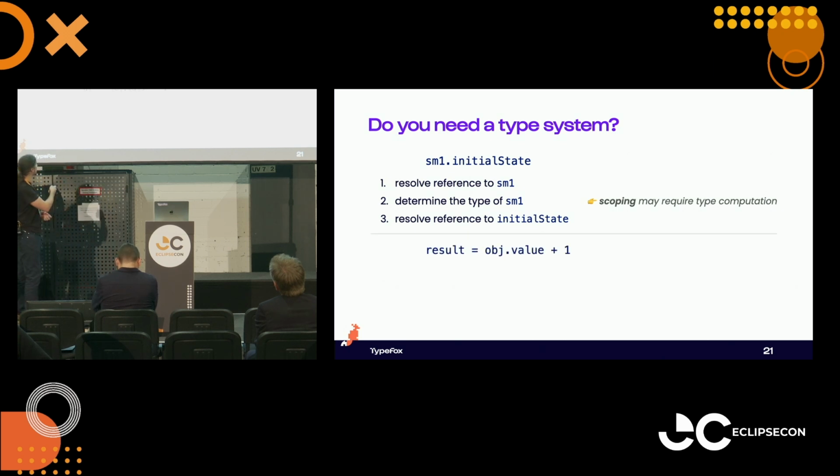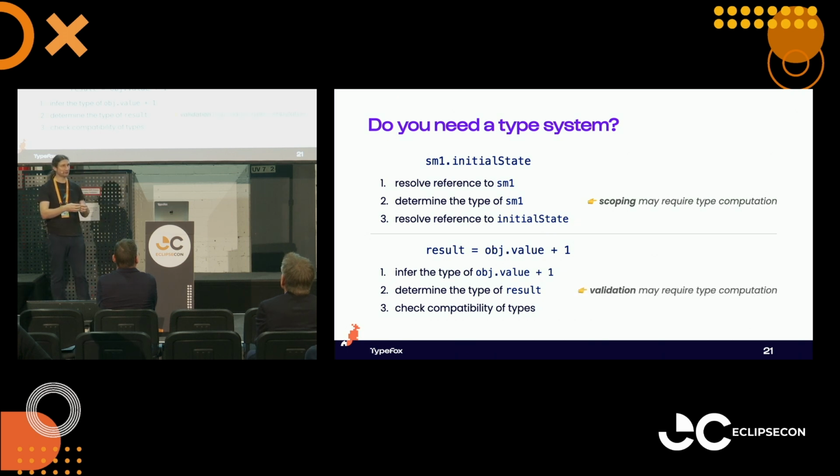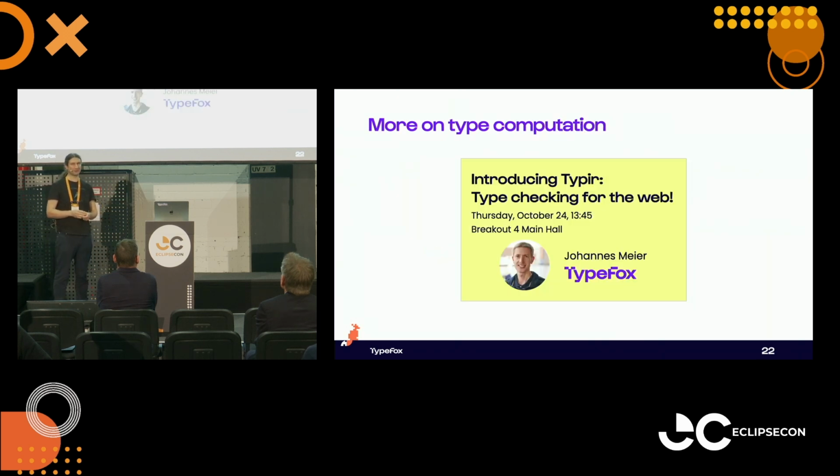Another example here is an assignment. You might have some sort of assignment, either imperative or declarative, and here you want some type checking. You first infer the type of your right-hand side, then you determine the type of the variable you want to assign it to, and then you check whether the types are compatible. This type of validation, a special kind of validation, also requires type computation. If you want to know more about this topic, my colleague Johannes, who's sitting here, will talk about it more tomorrow in the afternoon. We're introducing a TypeScript-based library explicitly for this to make it easier to get started with type system definitions.